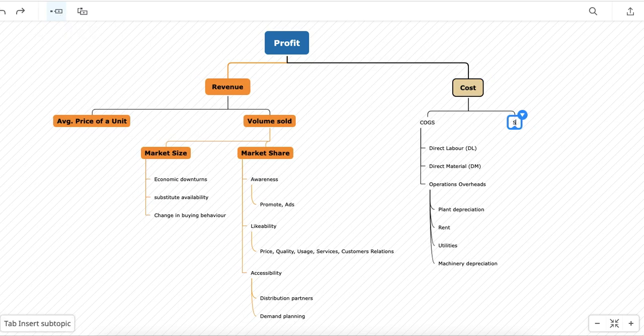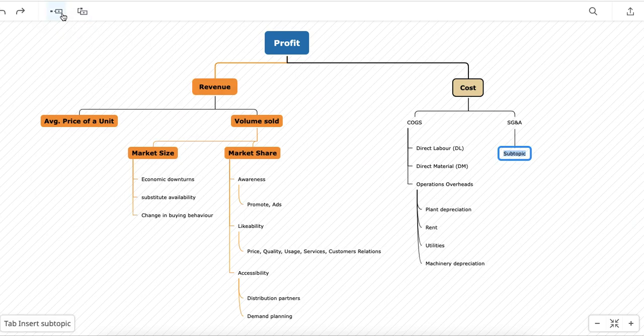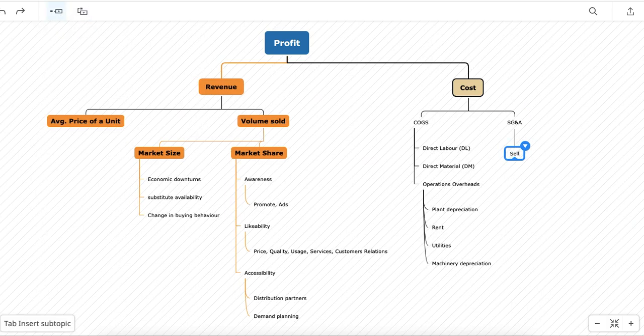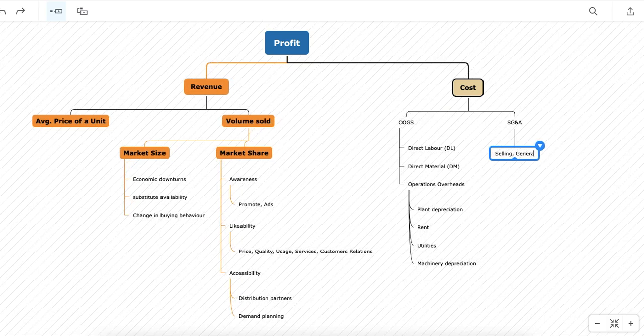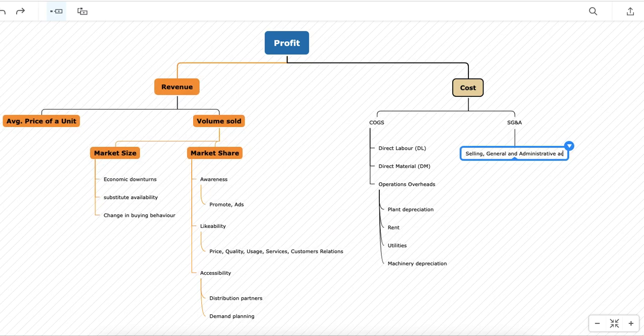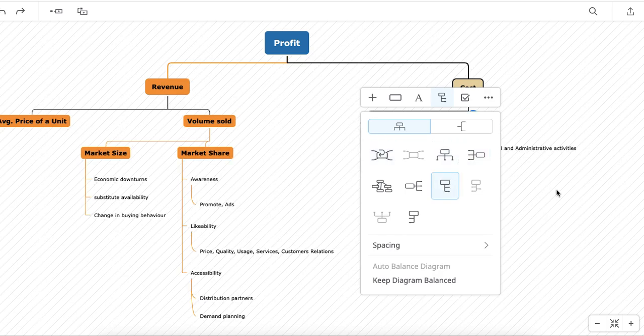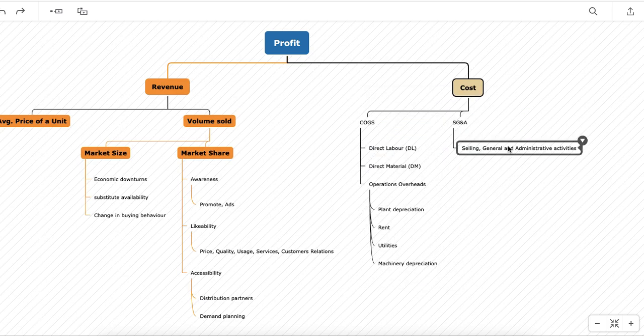Second is SG&A. You'll also hear about this SG&A. SG&A means nothing but cost incurred in selling, general and administrative activities. So all your marketing promotions come under SG&A, and all your administrative stuff will also come here under SG&A. I think this is too big. I'll just make it smaller.